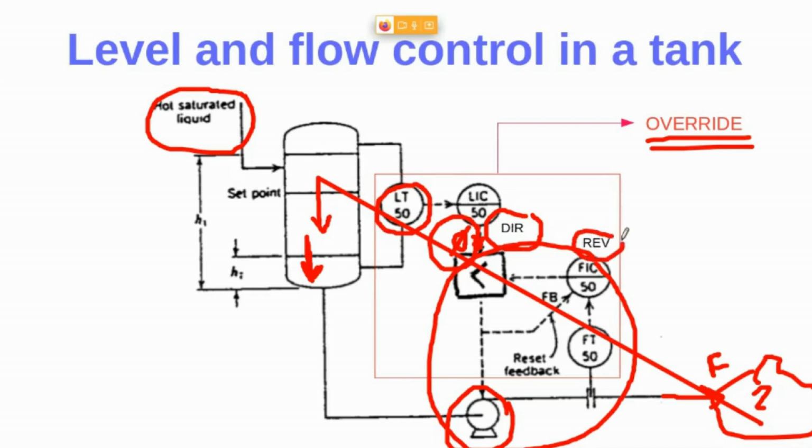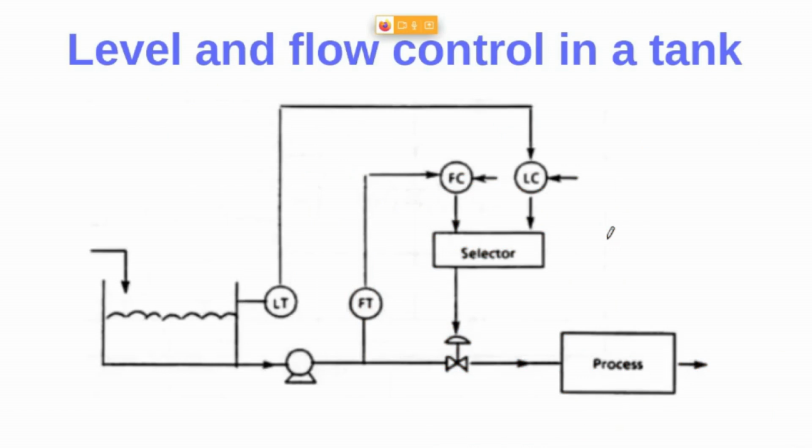And this is configured with a reverse controller action, because if you increase the speed of the pump right here, you are increasing the flow at the output of the pump. So you have a positive relationship. That's why we use a reverse controller action. Let's have a look now at the level and flow control in a tank.